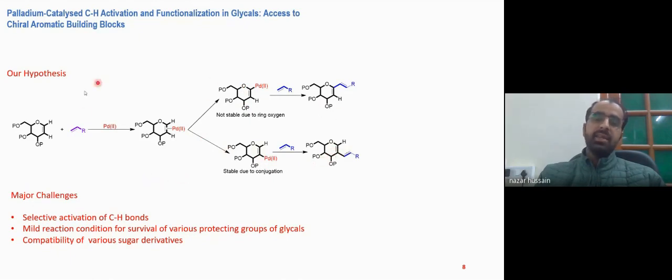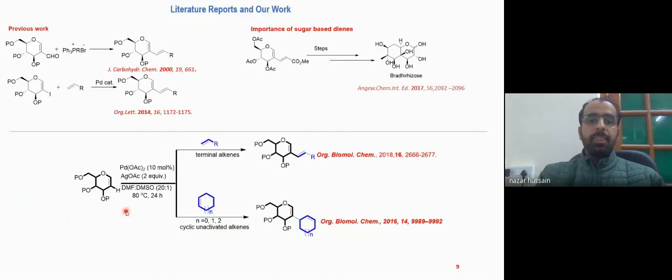So the major challenge in this approach is the selective activation of the CH bond, either C1 or C2. And also we are working in carbohydrate chemistry, and carbohydrates have different protecting groups, different free OH in the sugars. So we need a mild reaction condition so that all the protecting groups could survive under that particular reaction condition. And at the same time, we need to derivatize the sugars. So compatibility of various sugar derivatives is also an important aspect in this strategy.